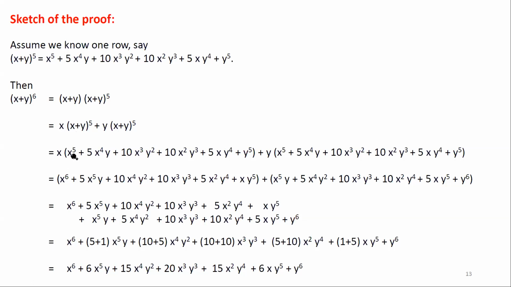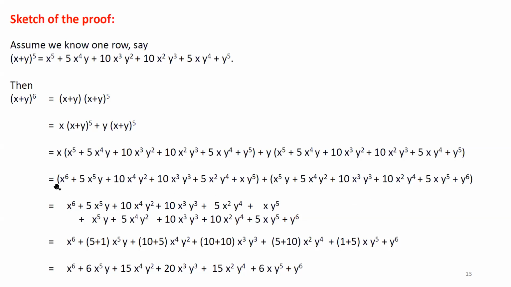What's x times x to the 5th? X to the 6th. What's x times 5x to the 4th y? The same thing, just 5x to the 5th y. What's x times 10x cubed y squared? 10x to the 4th y squared. So all that this does is it increases the power of x by 1 everywhere. And then same thing for the y. And then the same thing over here increases all the powers of y.